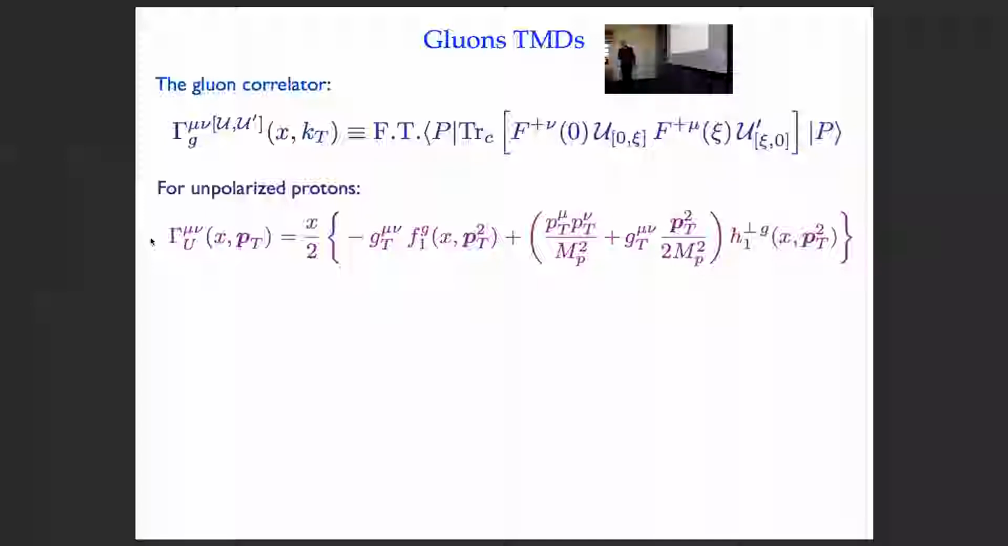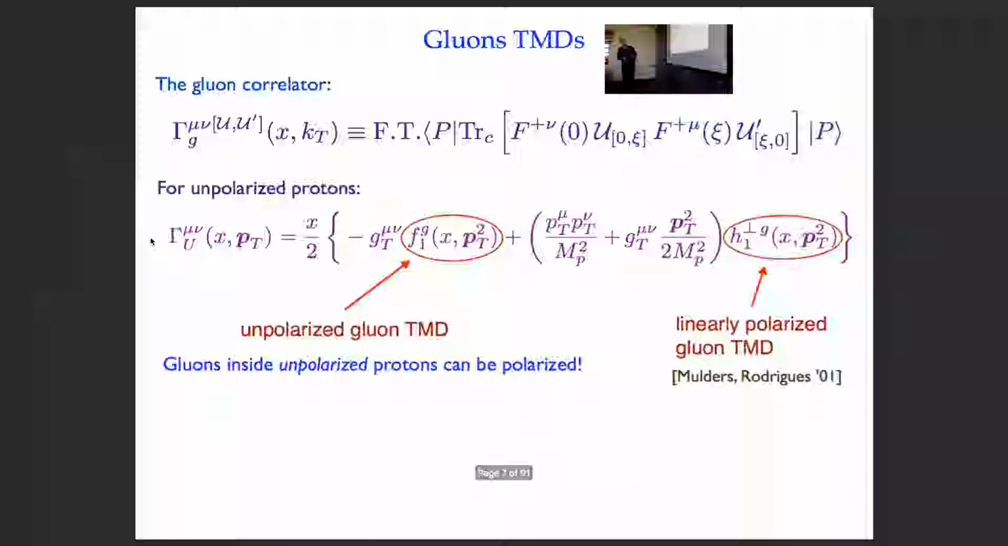It is a Fourier transform of this matrix element, where you have two field strength tensors at different positions, and therefore you have two gauge links in between, U and U prime. You can parameterize this in tensor structures. For an unpolarized proton, at leading twist you have just two functions. This is the unpolarized Gluon TMD, also called G of x, kT. That's a familiar one, I think, for most people here.